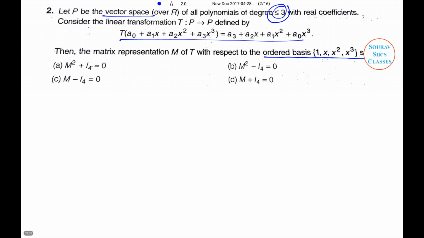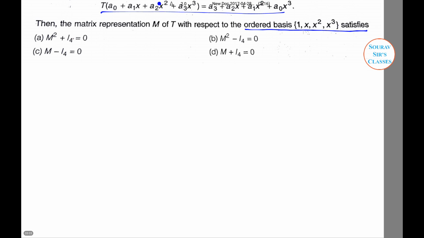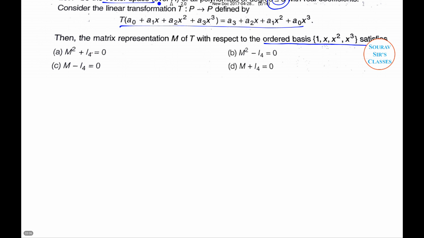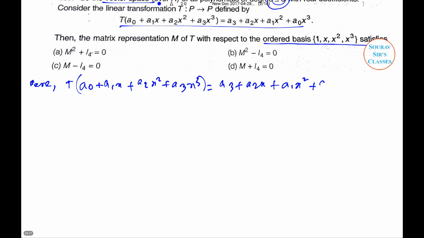So here we need to do it that T of a0 plus a1x plus a2x square plus a3x cube is given as a3 plus a2x plus a1x square plus a0x cube. Okay, so let beta equal to 1, x, x square and x to the power 3. Okay, and beta is the ordered basis of P over R.